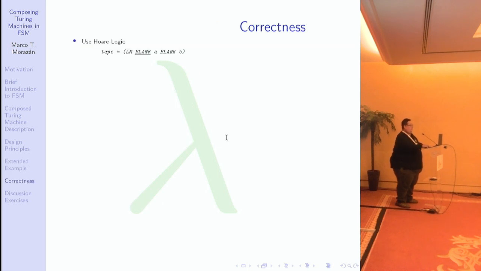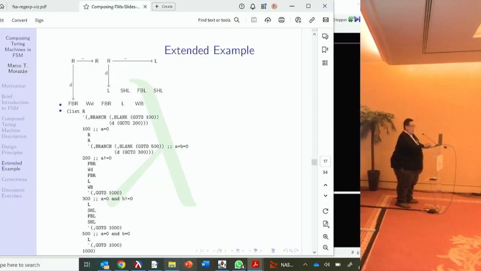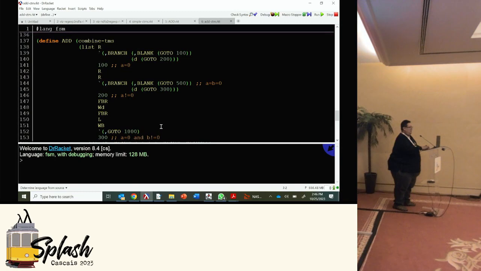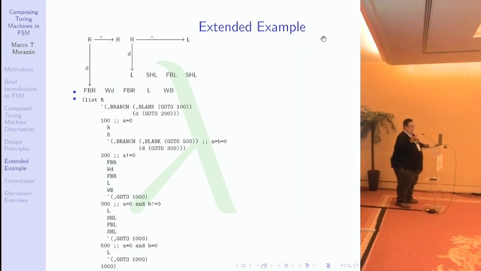Okay? Now, how do we know that this is correct? By the way, just so that everybody's a believer, let me run this. So here's an example, right? In this case, they're both not 0, and when I run that, you see that the tape ends up with the sum of A and B on it. Okay? So now, how do we know that this is correct?